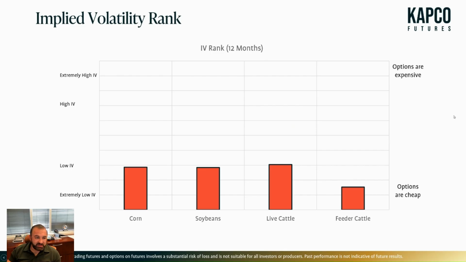We'll move into the volatility. This is the implied volatility rank. So where is volatility relative to where it's been? What we have is low volatility across the board. Feeders, extremely low volatility right now. So generally, this is where I said earlier, right? If you just want to be a buyer of options, it's a great time to do that.